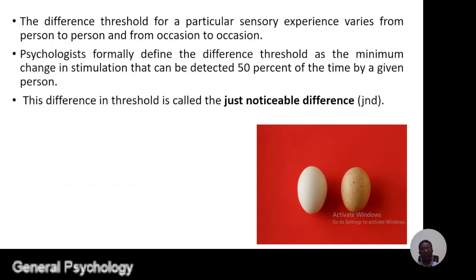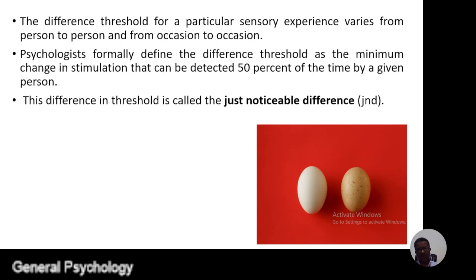So the difference threshold for a particular sensory experience varies from person to person or from one occasion to another. Our difference threshold would be affected by our individual differences or the place where we are living. So psychologists formally define the difference threshold as the minimum change in stimulation that can be detected 50% of the time by a person. This difference threshold is known as the just noticeable difference, JND.